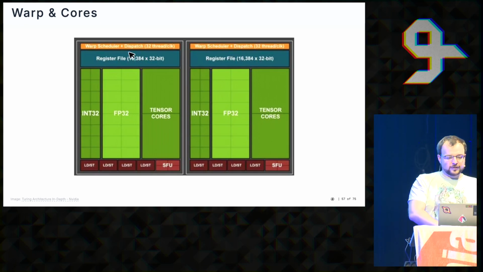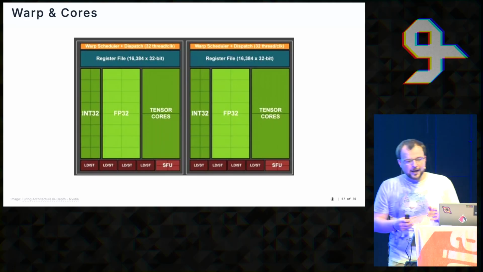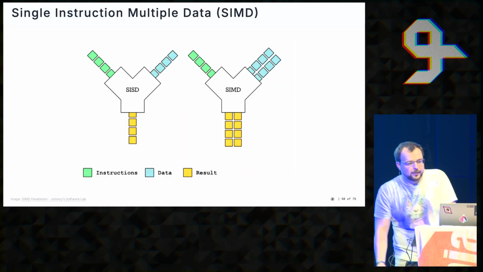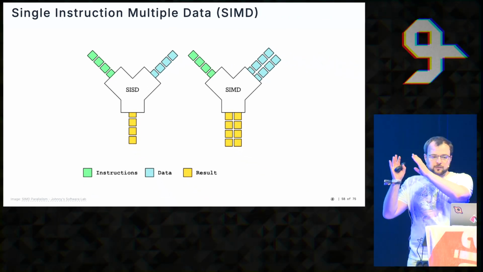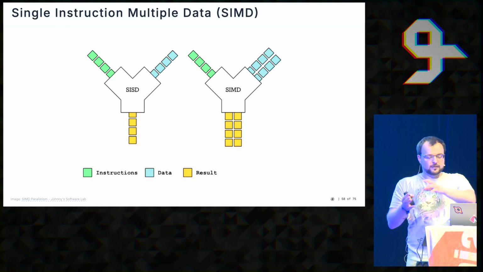And you will see that the scheduling and dispatching happens in a separate unit from all of those cores. And this is what GPUs are. They are massive SIMD, single instruction, multiple data, units. So you do the same thing, exactly the same thing, on 16 or 32 units of data at the same time.